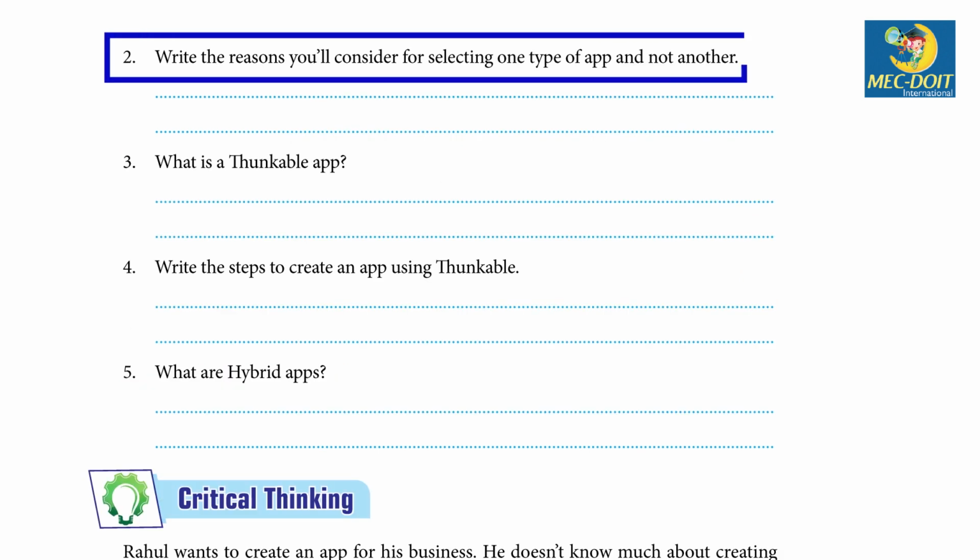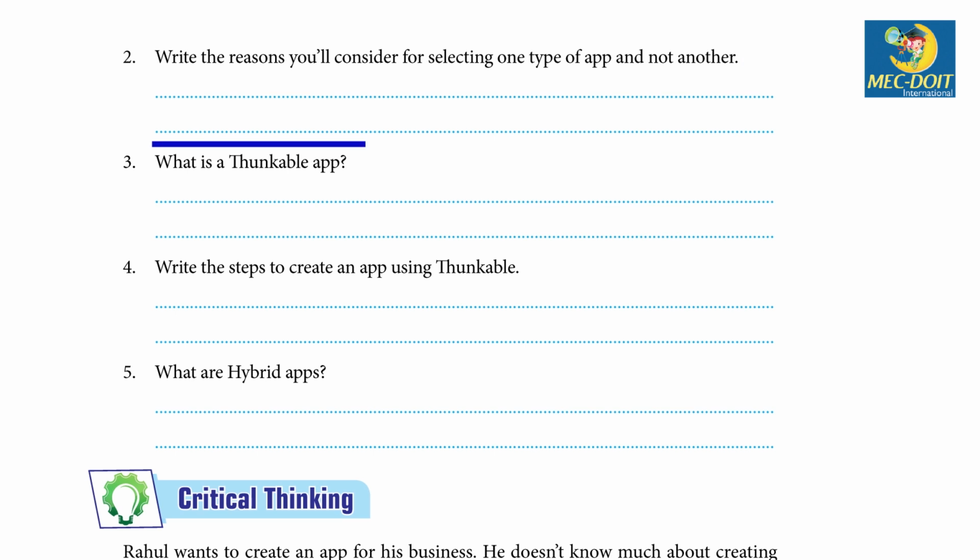2. Write the reasons you will consider for selecting one type of app, not another. Answer: choosing the right app. Apps are chosen according to the following features. 1. Development time. 2. Limited resources. 3. Performance.